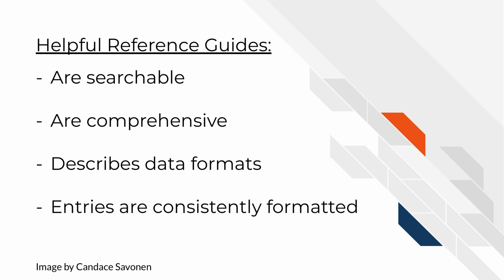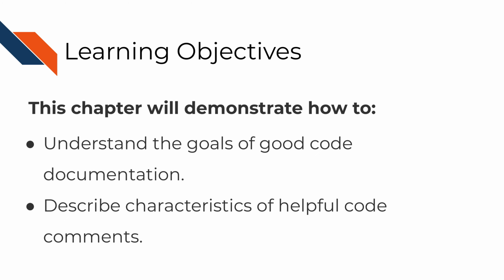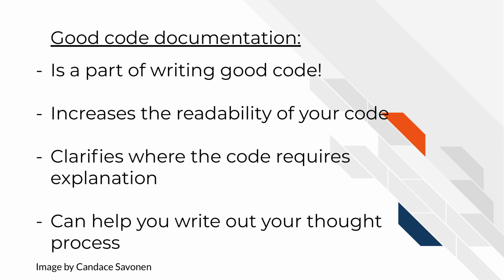Entries are consistently formatted. This chapter will demonstrate how to understand the goals of good code documentation. Describe characteristics of helpful code comments. Good code documentation is a part of writing good code. Increases the readability of your code. Clarify where the code requires explanation. Can help you write out your thought process.